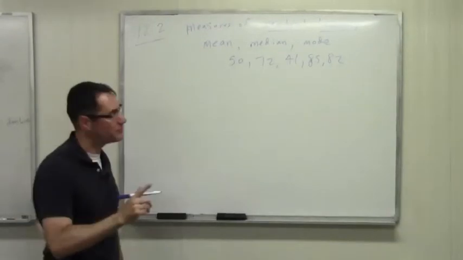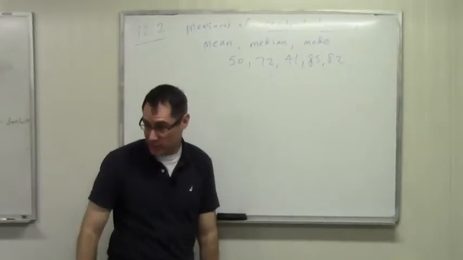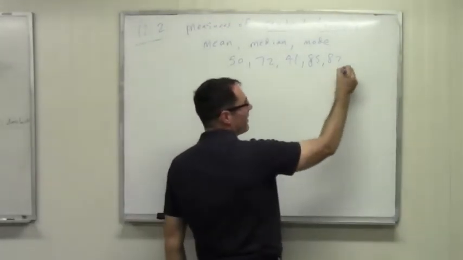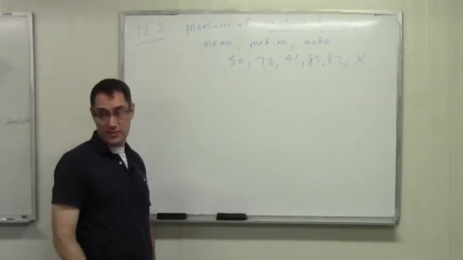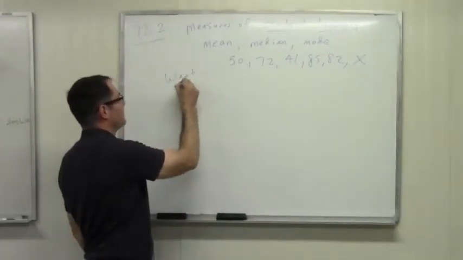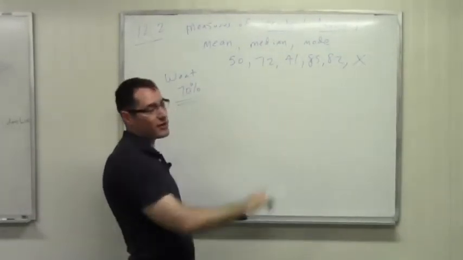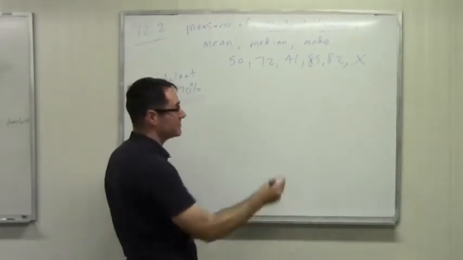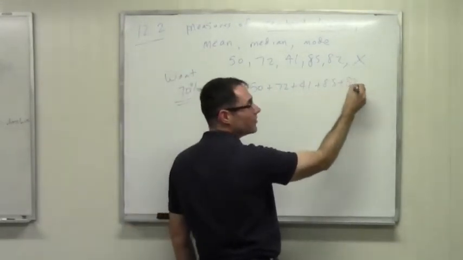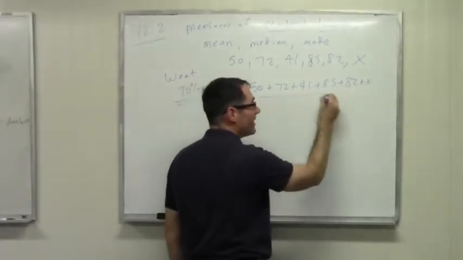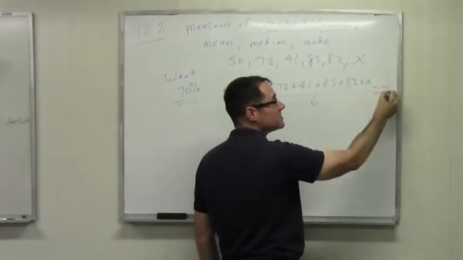Let's think about what that means. We have the 5 values here. If you're going to take another exam, how many values would you now have? 6. OK. So there's some value x, let's say. And we know that the average we want to get is 70%. So if you had these 6 values, how do you find out what your mean is? 50 plus 72 plus 41 plus 85 plus 82 plus x divided by what? 6, because there's 1, 2, 3, 4, 5, 6, equals 70.